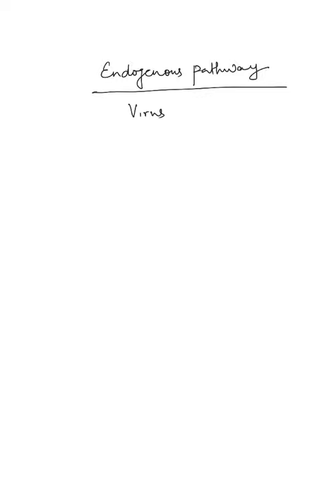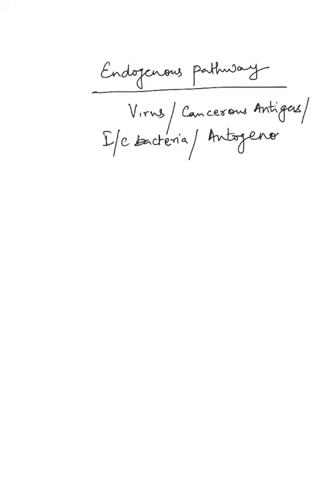So let's talk about the endogenous presentation, the endogenous pathway. This pathway is used by the cells for processing and presentation of antigens such as virus, maybe cancer antigens, intracellular bacteria such as mycobacterium, and even the autogenous antigens, the intracellular ones.